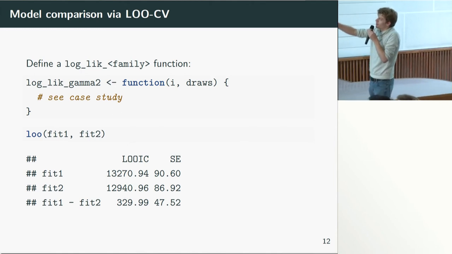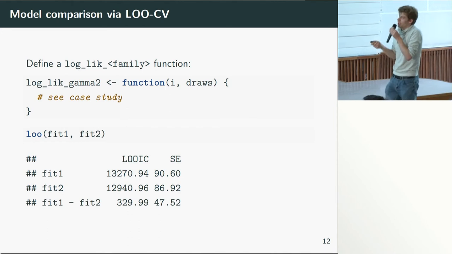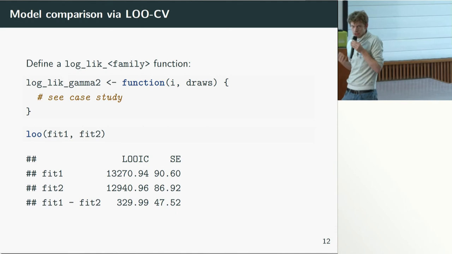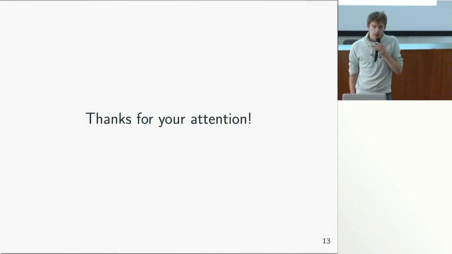Anyway, smaller values are better. So we see that our custom model fit 2 actually has somewhat better fit. So perhaps it was a good idea to also predict the variance. I guess that's it. Thank you.